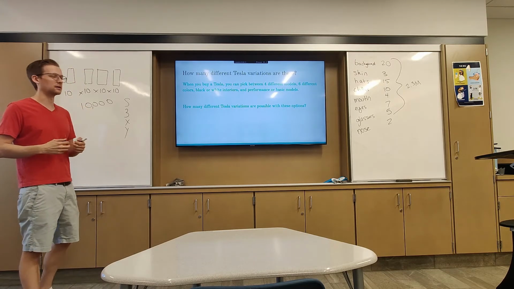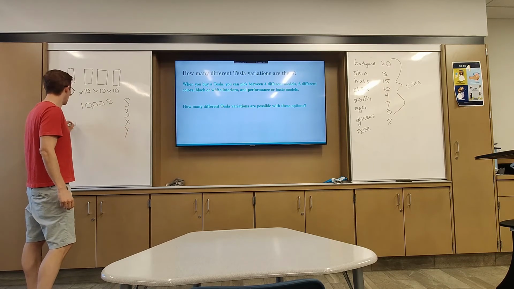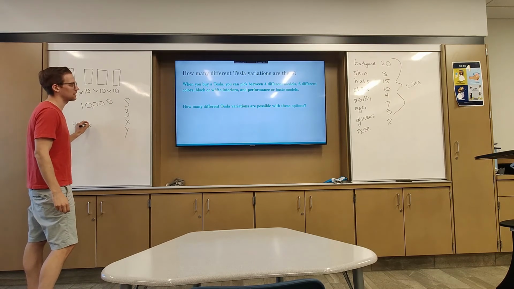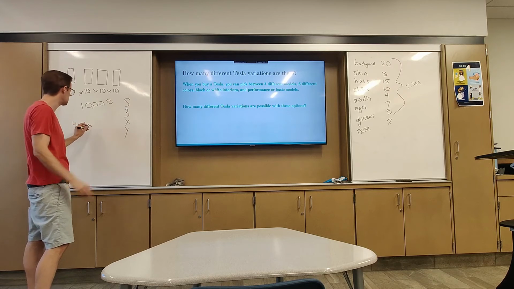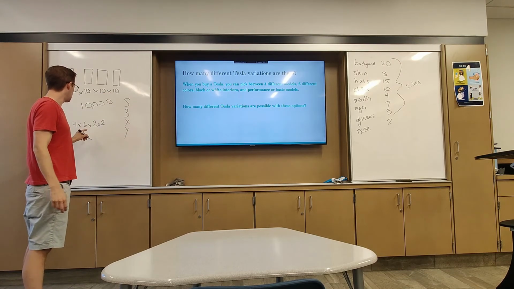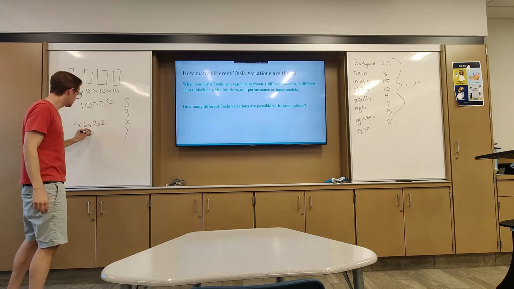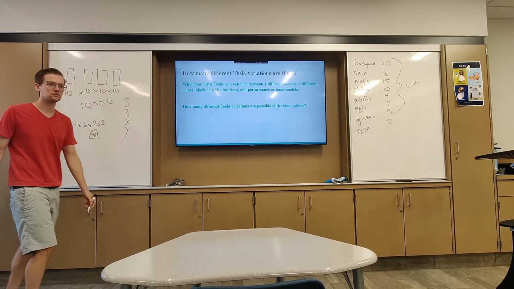Okay, so how many different combinations? You multiply 4 times 6 times 2, black or white interior, times 2, performance or basic. And when you multiply all those numbers together, you get 96. You have 96 different combinations.